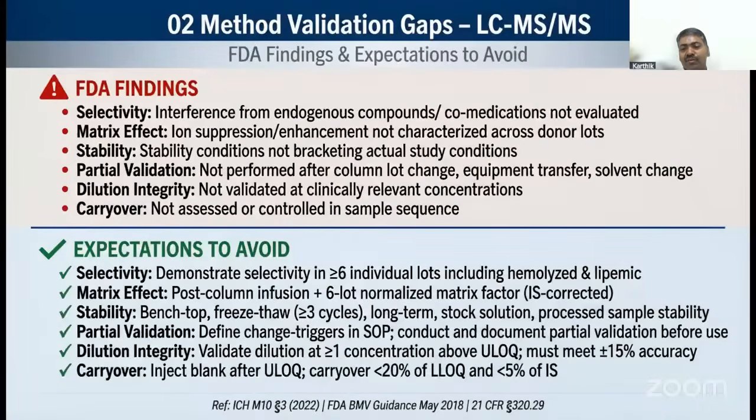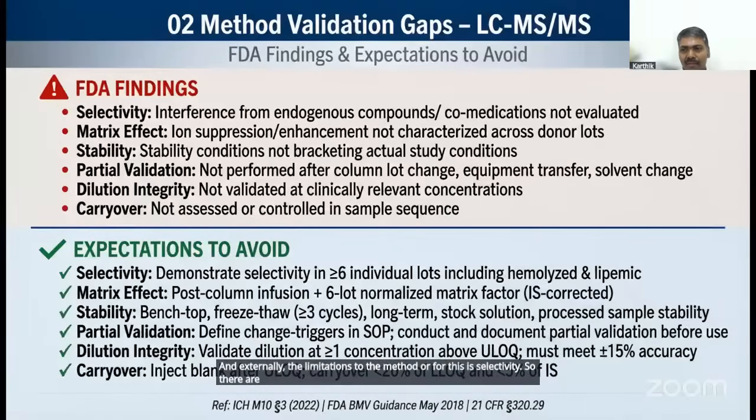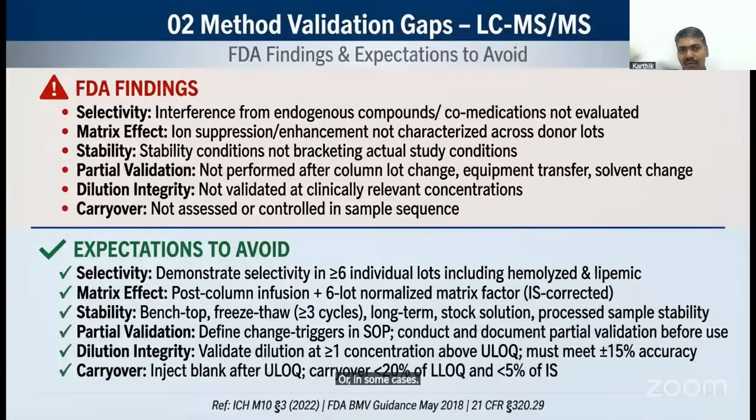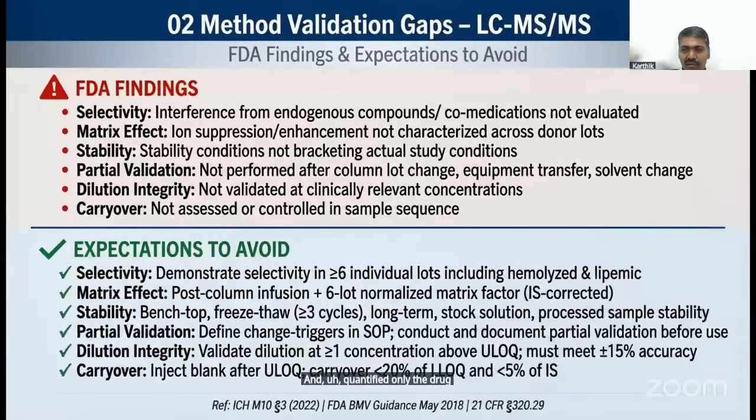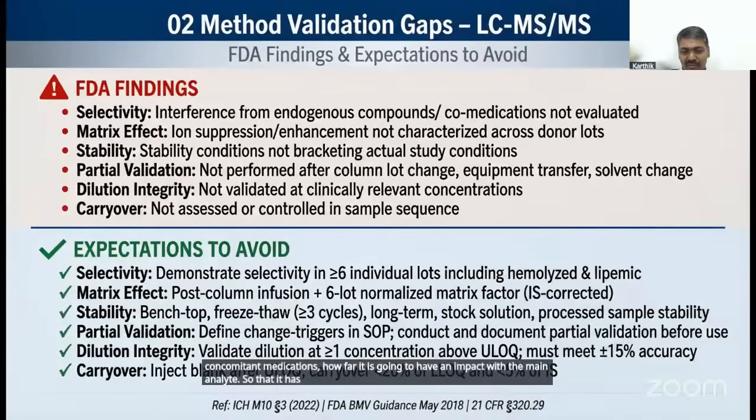The next one is limitations in the method, for example selectivity. There are multiple fixed dose combination drugs, with different methods, or in some cases the drug will be dosed along with concomitant medications during the clinical stage to avoid any adverse event. In such cases, some CROs quantified only the drug and failed to prove how far the concomitant medications have an impact on the main analyte. That has to be done, but it was not done.